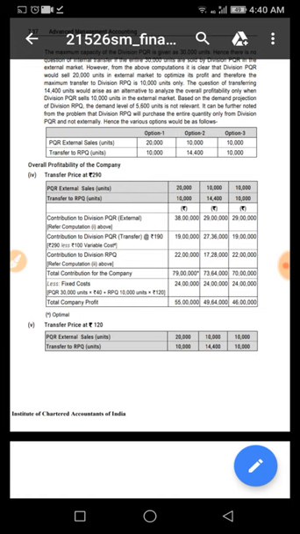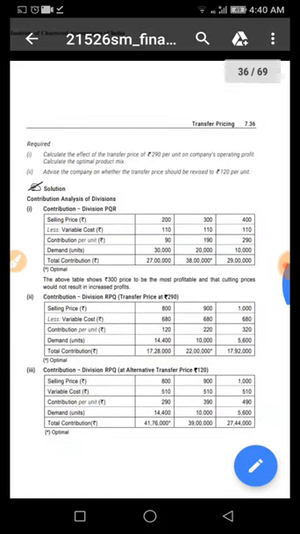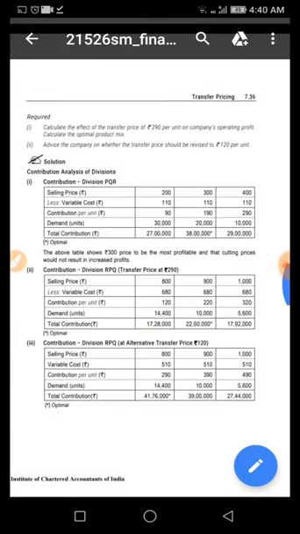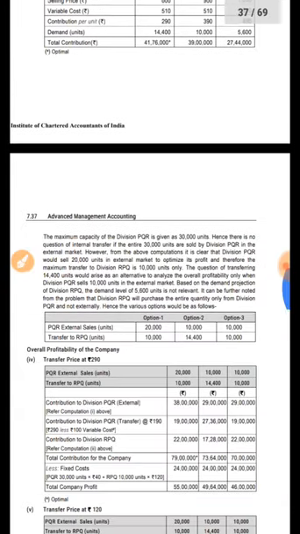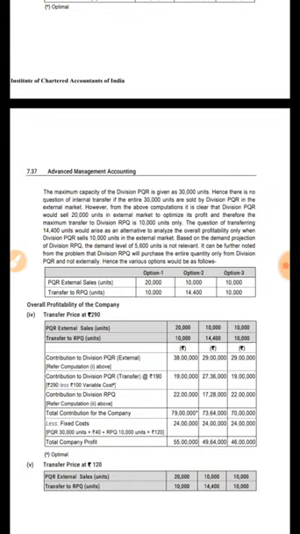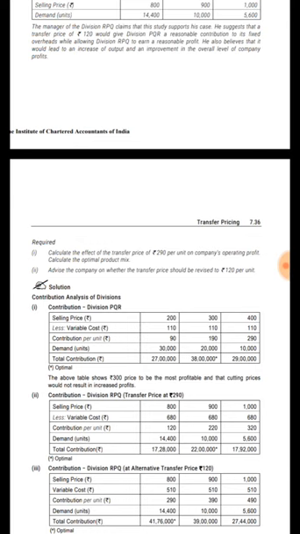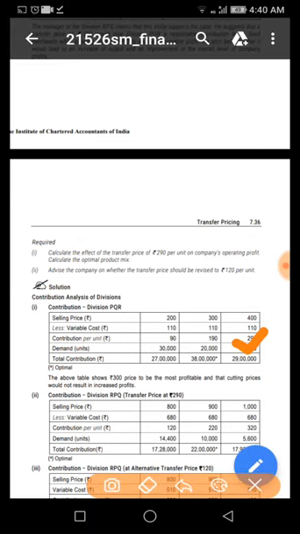So see, contribution to division PQR. What contribution division PQR will get if they are selling externally. See, if they are selling externally 20,000, you go back to the previous table. Okay, if they are selling externally 20,000, how much is the contribution? 38 lakh. That's what is taken here, 38 lakh. Okay, and if sold 10,000 to outside, then how much? 10,000, 29 lakh.